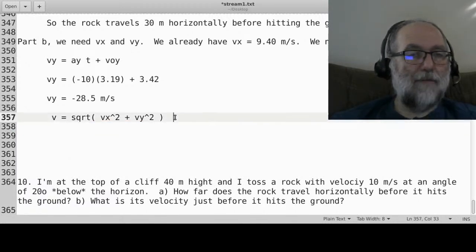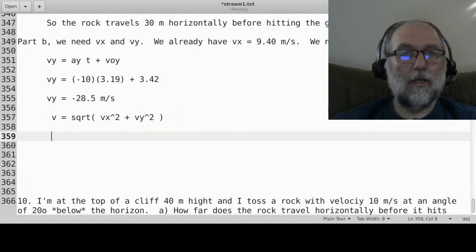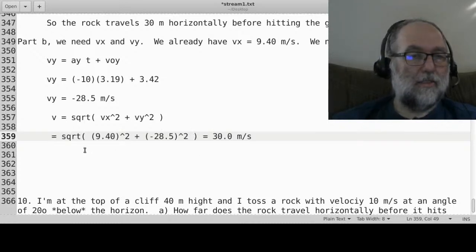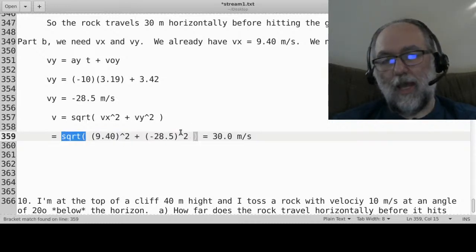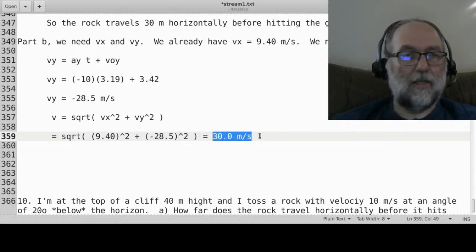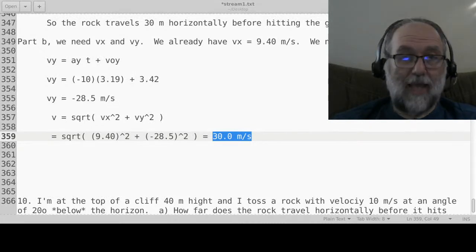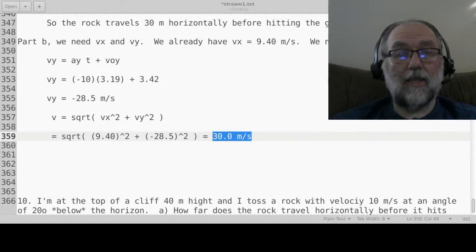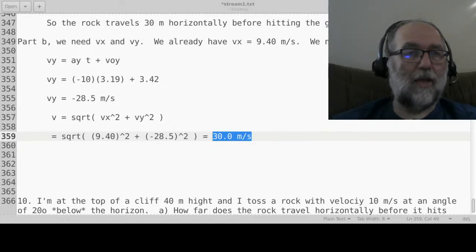Okay, so great, we have that. If we now substitute in our numbers, we get 9.4 squared plus negative 28.5 squared, then take the square root of that, and you're going to get 30 meters per second. So there you go. This thing is traveling at 30 meters per second. That is the magnitude of the velocity. That's how fast it's going, irrespective of the angle.